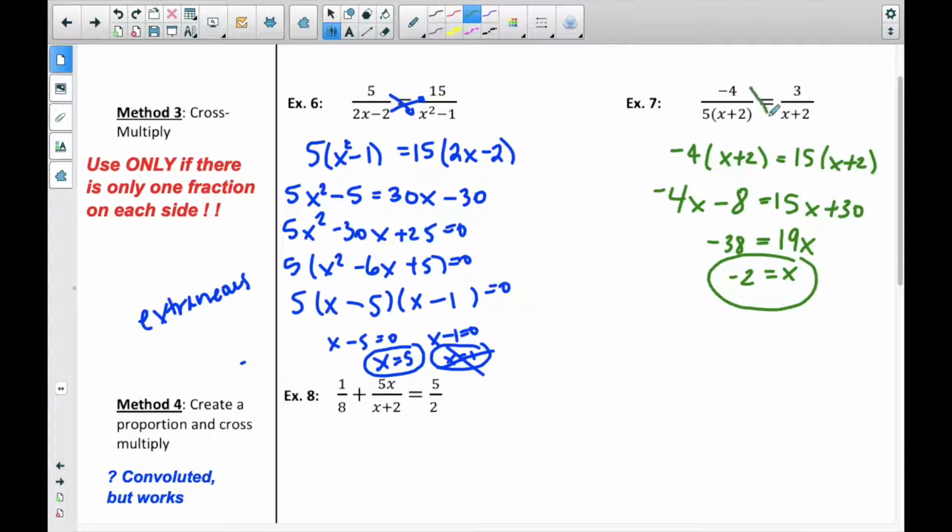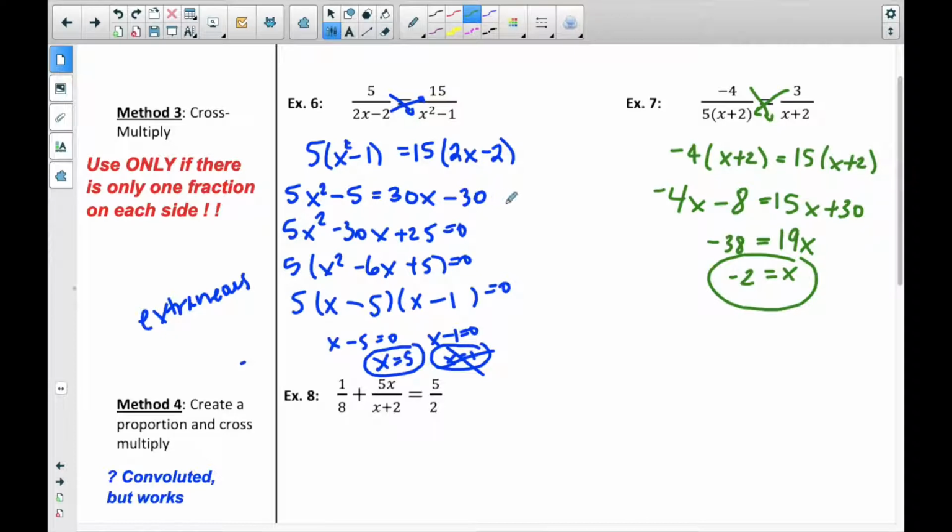Okay, to cross multiply, I go across one way and I go across the other way. I need to distribute these, so we get negative 4x minus 8 is equal to 15x plus 30. I need to solve this, so I need to gather all my x's on one side and all my non-x's on the other. If it was a quadratic, I would need to set one side equal to 0, but this is not a quadratic, it's a linear, and so there's no x squared term, and so I just need to get my x's on one side and my non-x's on the other.